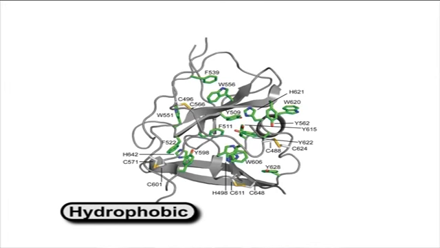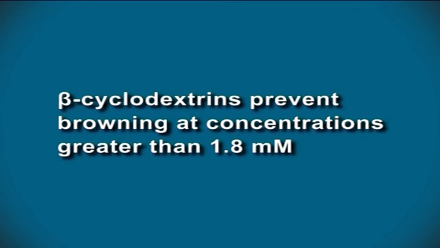Complexing agents. Beta cyclodextrins bind substrate in their hydrophobic core. The most important functional property of cyclodextrins is their ability to form inclusion complexes with a wide range of organic guest molecules, including PPO substrates. Beta cyclodextrins prevent browning at concentrations greater than 1.8 millimoles. Use of chemical compounds individually or in combinations to prevent browning reaction is shown in Table 1 and 2.